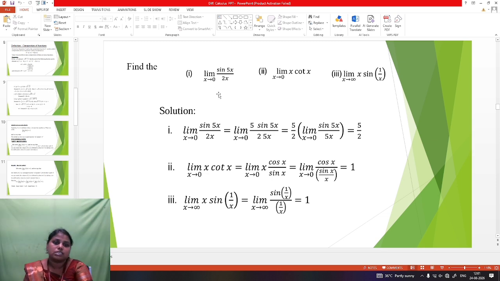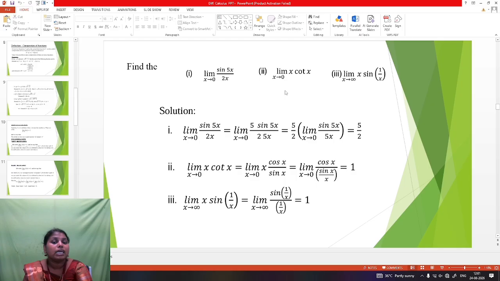Next, some examples. Find the first one: limit as x tends to 0 of sin 5x divided by 2x. Second one: limit as x tends to 0 of x cot x. Third one: limit as x tends to infinity of x sin 1 by x.